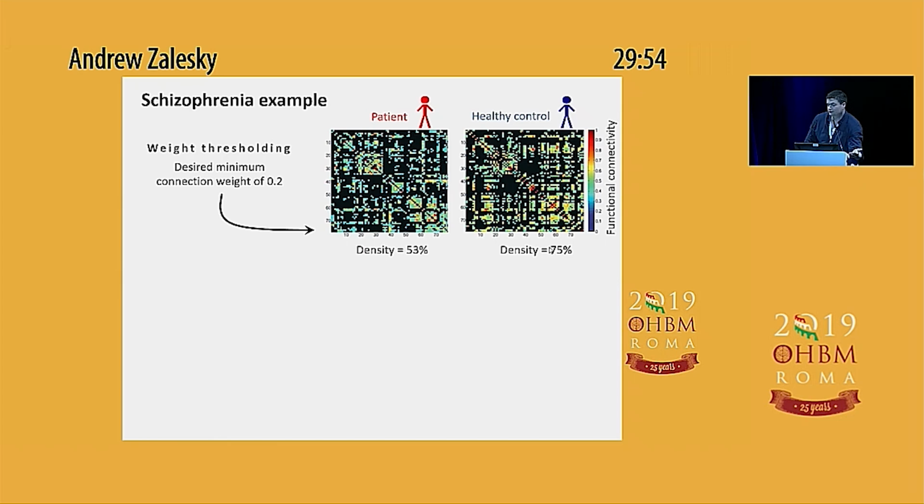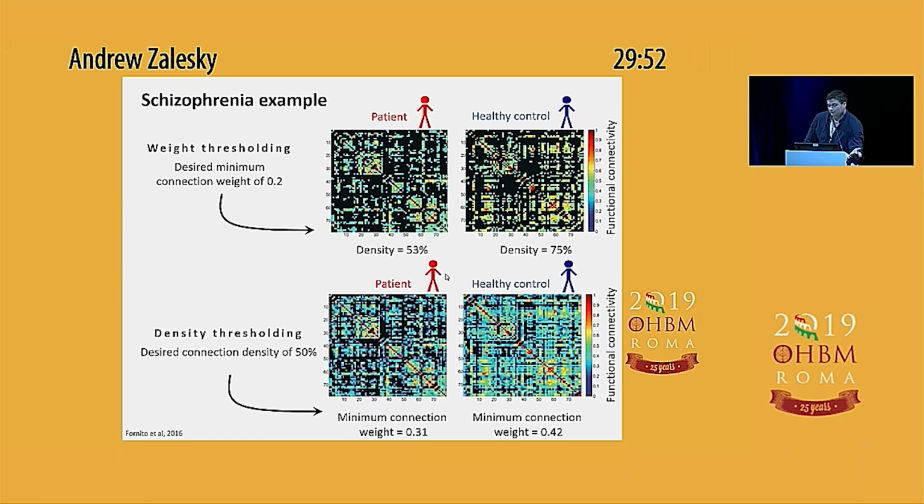and this can confound any subsequent network analyses. However, if we do density-based thresholding, by definition, we solve this issue, so we can impose a density threshold of 50%, but to do that, we've had to lower the bar for the patient. So we've had to admit weaker connections into our thresholded graph. In particular, we've had to lower the bar to a minimum connection weight of 0.31 in the patient, whereas the minimum threshold in the control is 0.42.